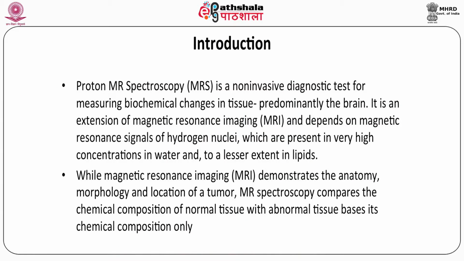Introduction. Proton MR spectroscopy is a non-invasive diagnostic test for measuring biochemical changes in tissue, predominantly in the brain. It is an extension of magnetic resonance imaging and depends on magnetic resonance signals of hydrogen nuclei, which are present in very high concentrations in water and to a lesser extent in lipids. While MRI demonstrates the anatomy, morphology and location of a lesion, MR spectroscopy compares the chemical composition of normal tissue with abnormal tissue on the basis of its chemical composition only.